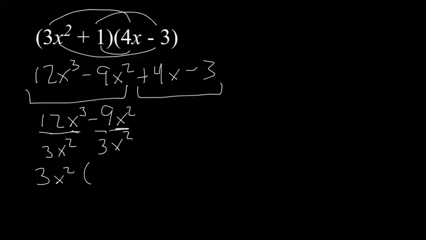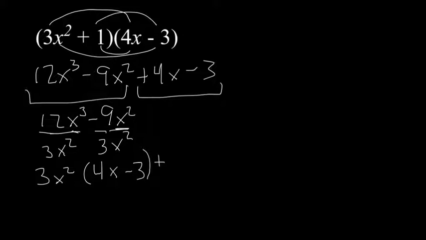Inside the parentheses, I have 12 divided by 3 is 4. x cubed divided by x squared is going to give me x. And negative 9 divided by 3 is going to give me a negative 3. And x squared divided by x squared is 1, which is just going to leave that as a 3. So now I close the parentheses there. I'm going to put a plus here because I'm almost assuming that I'm adding this part on here. Take the sign here, whether it's adding or subtracting, consider that the sign for this term. So you're always going to be adding here.